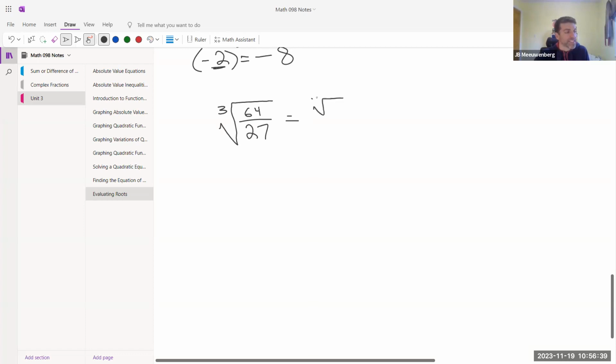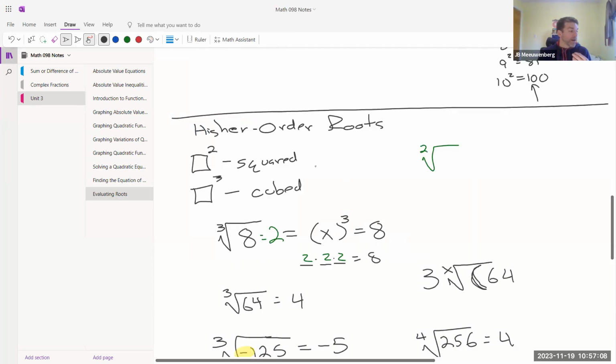Just like before, we can separate it. Cube root of 64 over the cube root of 27. We did this one already. The cube root of 64 is 4. And did you figure out what the cube root of 27 is? That's right, it's 3. 3 times 3 is 9, times another 3 is 27. So 4 over 3.